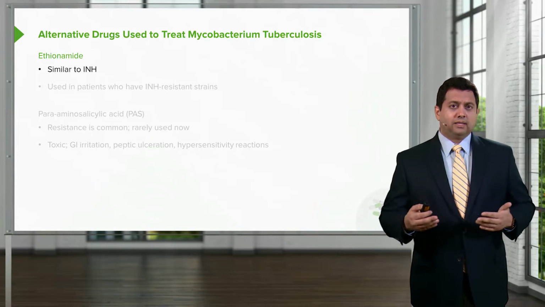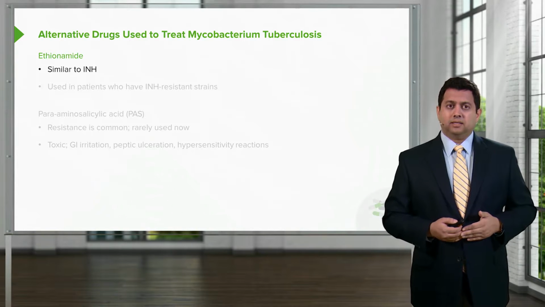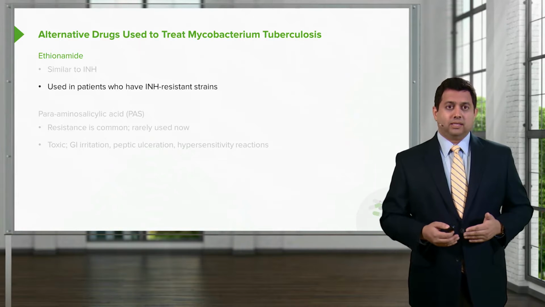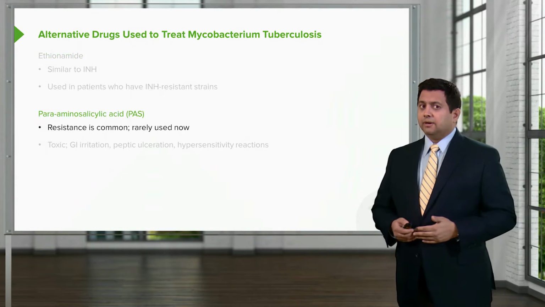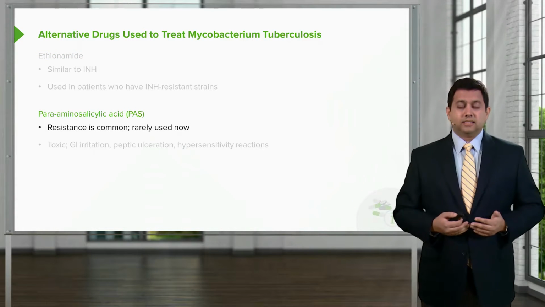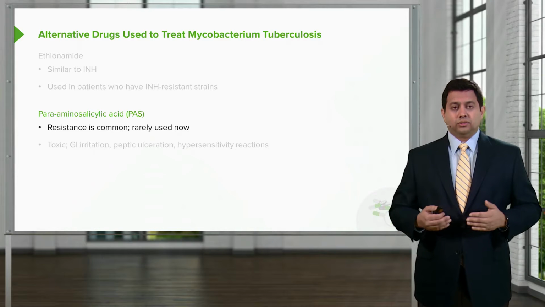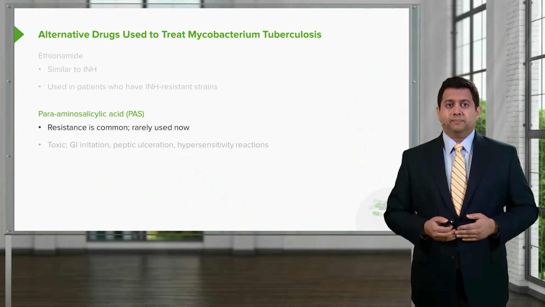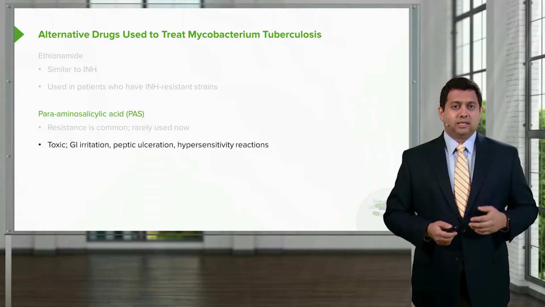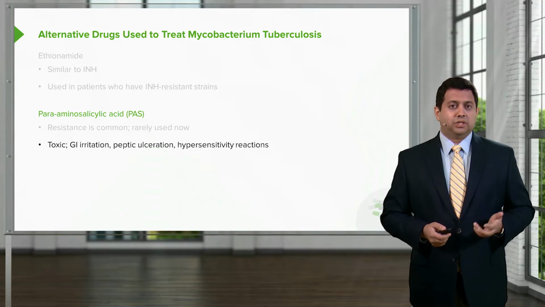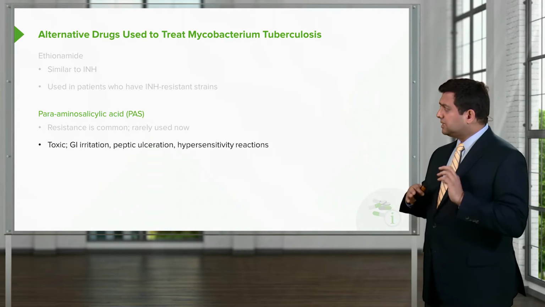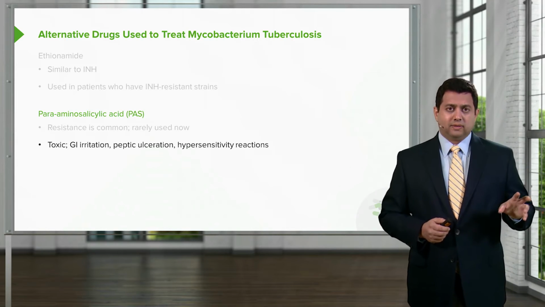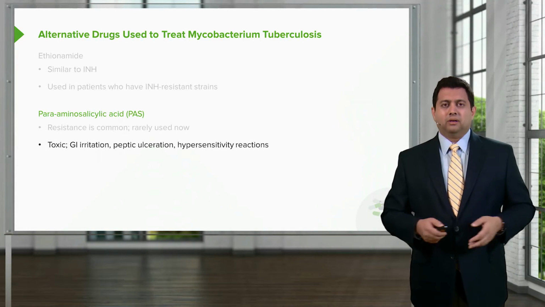Ethionamide is a drug that is very similar to isoniazid. It's used in patients who have isoniazid-resistant strains of TB. Now, para-aminosalicylic acid, or PAS, is also used, but rarely now because the resistance is so common. It's a relatively toxic agent, causes lots of GI irritation and peptic ulceration. You don't need to know this for your exam, but in case you ever come across this, you just know that it's one of these agents that we used to use a lot, but not so much anymore.